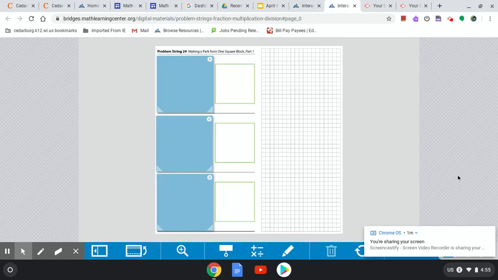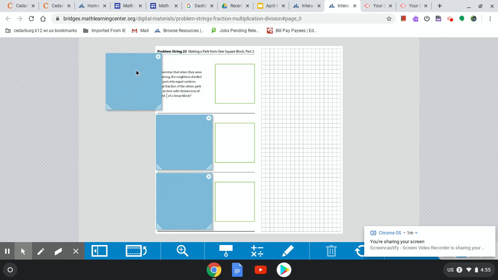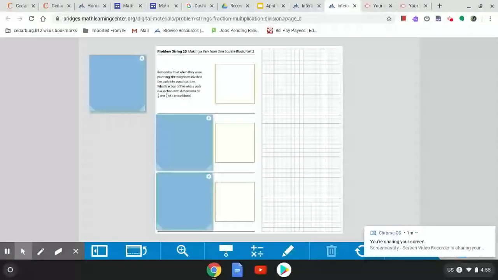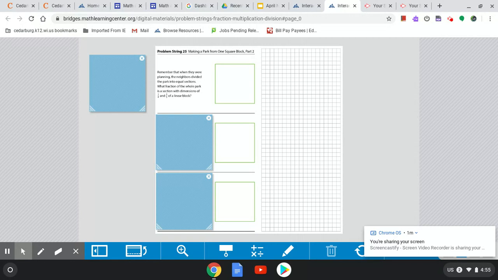All right, so for our first one, what we're going to be doing is looking at this. So remember when we were planning, the neighborhood divided the park into equal sections. And we're going to do our best using the square provided. If you could write the square down in your notebooks, that would be great. We also want to divide that whole park into sections with dimensions of 1/4 and 1/5 of a linear block. So go ahead and pause the video and write that down and do that on your square.